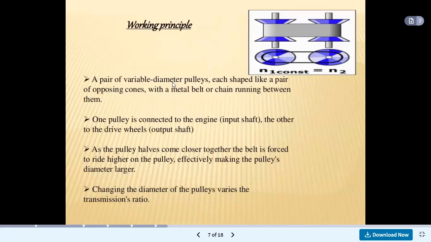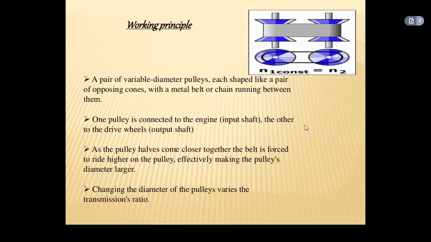Working principle: a pair of variable diameter pulleys, each shaped like a pair of opposing cones with a metal belt or chain running between them. One pulley is connected to the engine or input shaft, from where the power is coming, and the other to the drive wheels or output shaft. As the pulley halves come closer together, the belt is forced to ride higher on the pulley, which means the diameter increases. We already discussed this point.